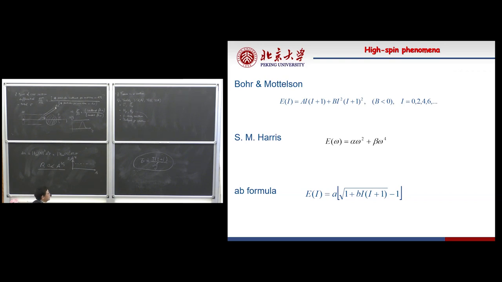But then you will see this second term has a problem, because I square times (I plus 1) squared is a big quantity as the angular momentum increases. So you will see this term will diverge, right? And then there's another suggestion. Instead of the expansion in the moment of inertia, one could introduce a kind of angular rotational frequency. We could write the energy spectrum as an expansion of the rotational frequency.